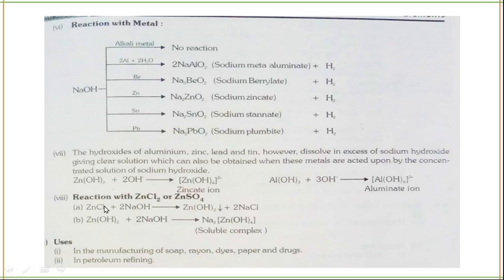This NaOH also shows a characteristic reaction with ZnCl2 or ZnSO4. When NaOH reacts with ZnCl2, it forms Zn(OH)2, and this Zn(OH)2 will be precipitated down. When this precipitate is further reacted with sodium hydroxide, it forms a soluble complex that has the formula Na2[Zn(OH)4].